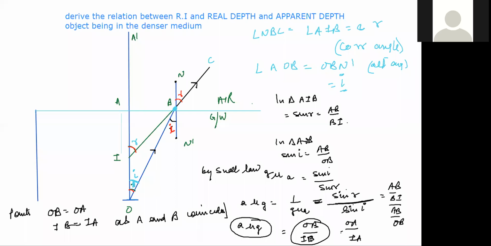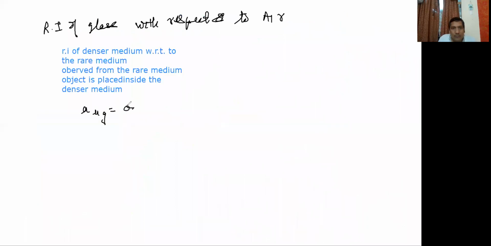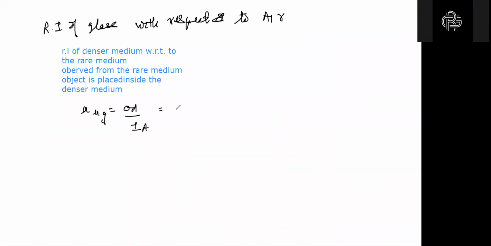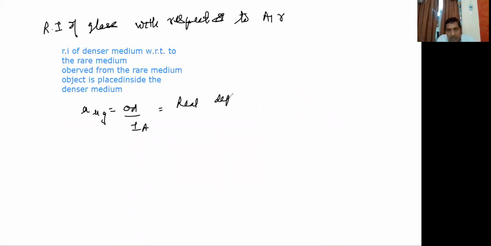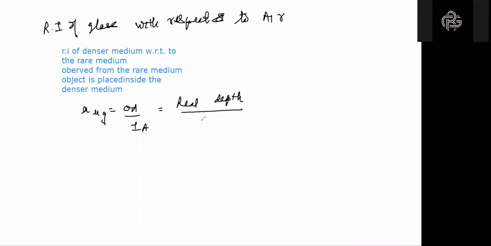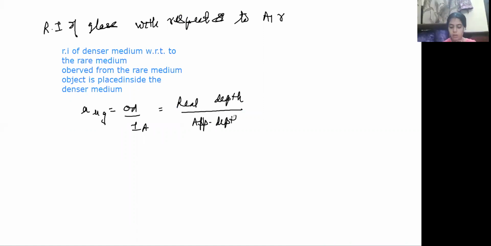A mu G is equal to OA upon IA. You see, what is OA? Real depth. And what is IA? Apparent depth. Fine. So this is a relation between them.